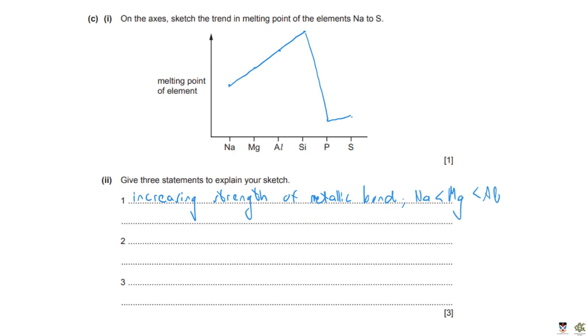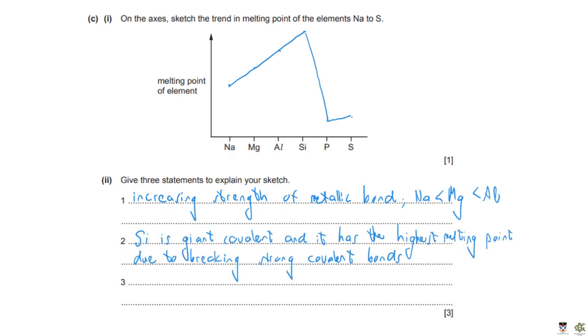Moving on to silicon, it is a giant covalent structure, so it has the highest melting point due to the breaking of the strong covalent bonds between silicon atoms. Or you can state that silicon requires more energy because the covalent bonds in silicon are stronger than metallic bonds. And then moving down to phosphorus and sulfur, they only have weaker intermolecular forces or van der Waals forces, which are weaker than the covalent and the metallic bonds, so they have lower melting points.